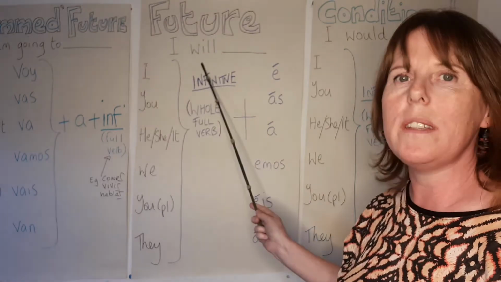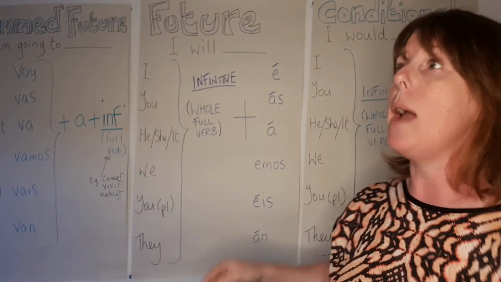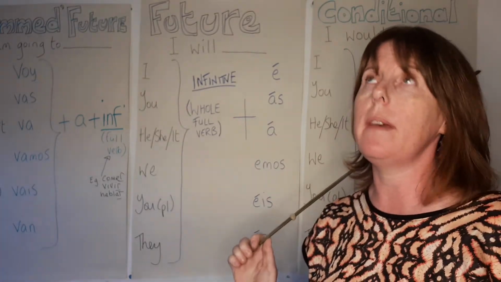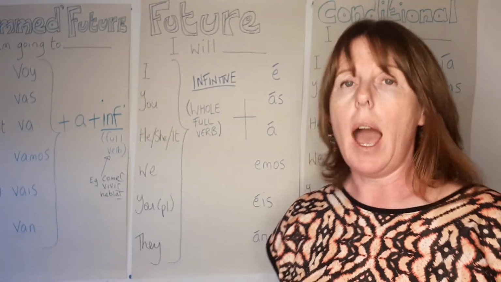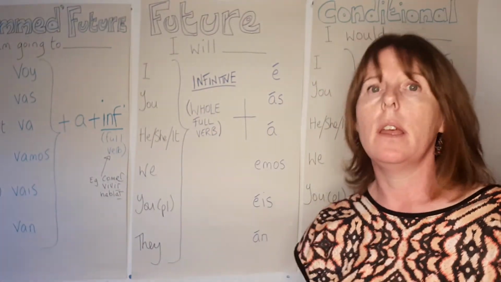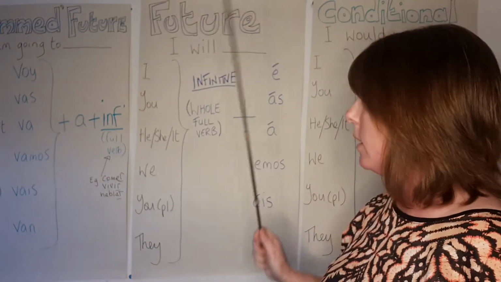I will whatever. I will cook. I will shop. I will go. I will do it. I will swim. I will see my auntie. I will visit Spain. As soon as you see will, future tense, this future, okay, and this is how you form it.